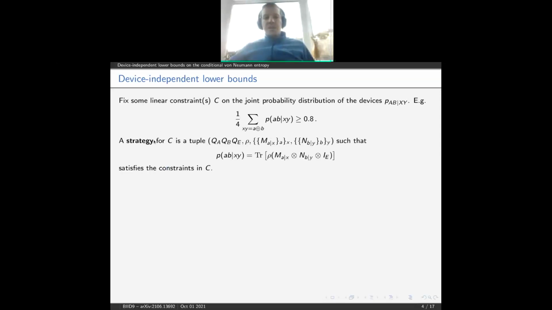And then we say a strategy for our set of constraints is really any devices that the adversary can prepare that would satisfy the constraints that we impose on our devices.